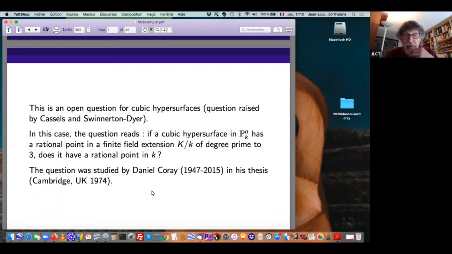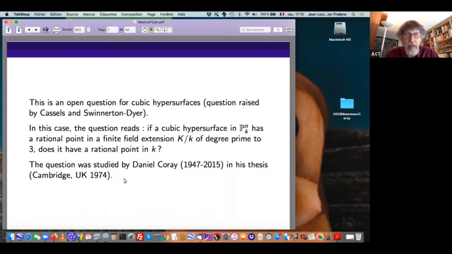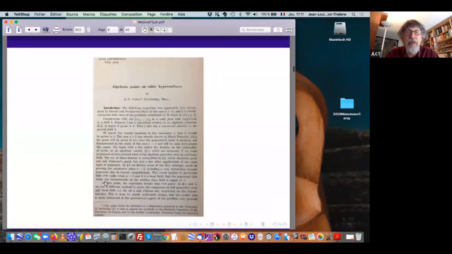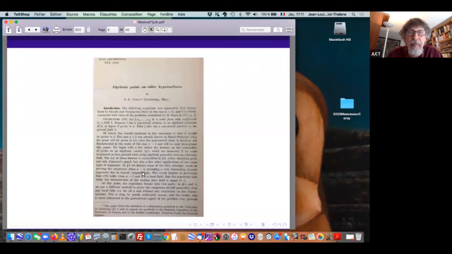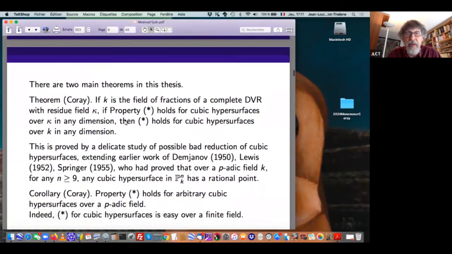And the question was studied by Daniel Coray, whom I knew well and with whom I worked, and who unfortunately died in 2015. He worked on this in his thesis in Cambridge, Britain in 1974. It was published in '76 in Acta Arithmetica. And you see CS here, which stands for Cassels and Swinnerton-Dyer. So there are two main theorems in this thesis.